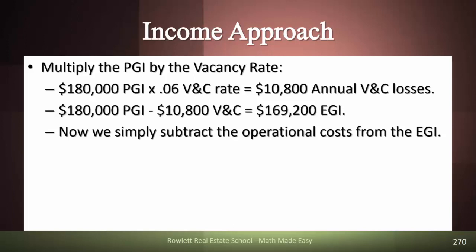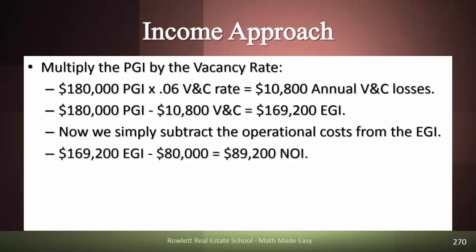Now we simply just subtract the operational costs, because I do not believe the question gave us any other additional income. Now it said that we have operating costs of $80,000. Take that away from the $169,200, and that leaves us $89,200 as our net income.